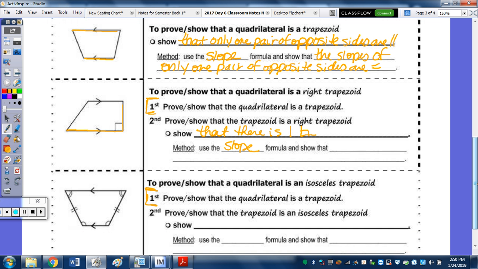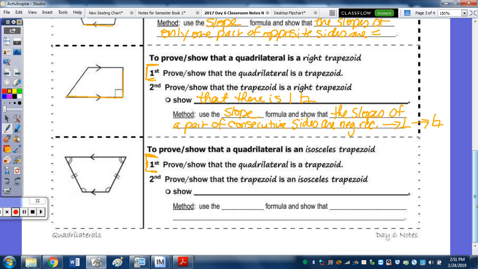So you want to show that the slopes of a pair of consecutive sides are equivalent or negative reciprocals? Negative reciprocals. And I'm going to abbreviate. Because the negative reciprocals is going to give you perpendicular lines, which gives you the right angle.